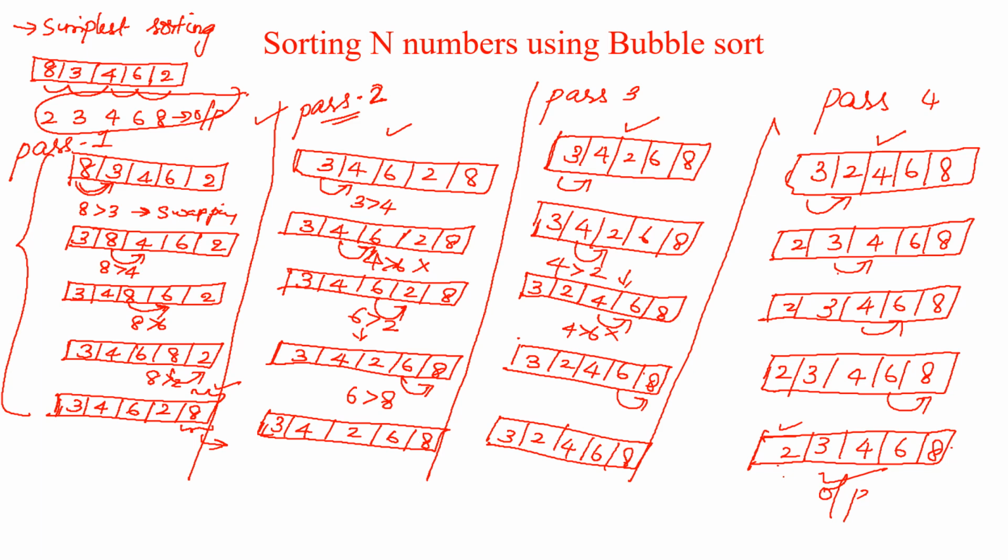Okay, so ultimately if you want to sort n elements, then you will require n minus 1 passes. Okay, so here how many elements you have? 1, 2, 3, 4, 5. So 5 elements, n is equal to 5. So how many passes you have? N minus 1. So it will be 5 minus 1, 4 passes. When you do 4 passes, you will be getting the numbers sorted in ascending order.